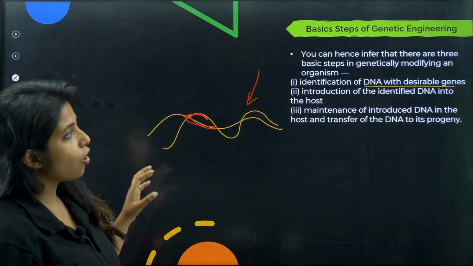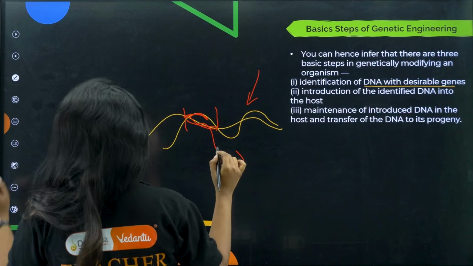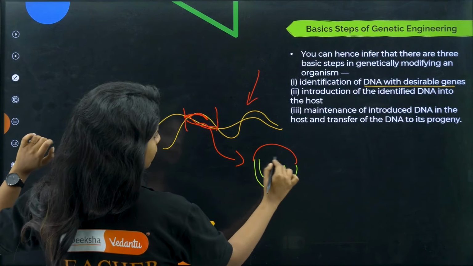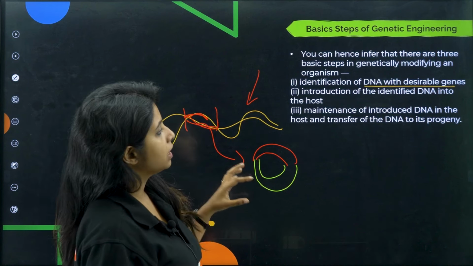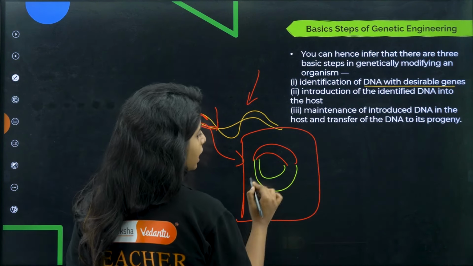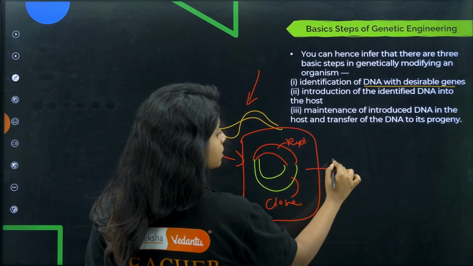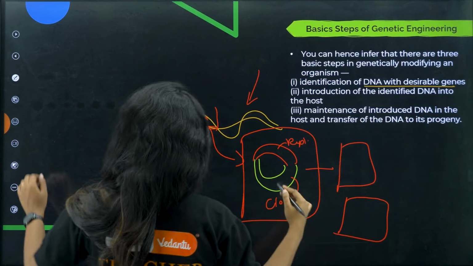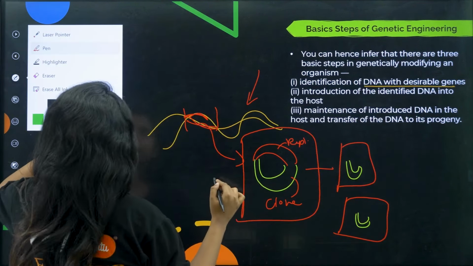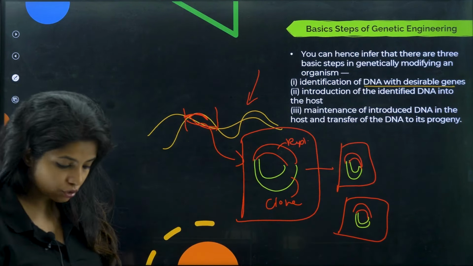Next, introduction of the identified DNA into the host. Now, the gene I have identified, I'm now putting it into the host with the help of a plasmid or whatever I have over here, with the help of a vector. Now, maintenance of introduced DNA in the host and transfer of DNA to its progeny. I'll maintain it in the host itself and then I'll let it clone or basically replicate and make more copies such that each E. coli which arises from it will be having this particular copy, my dear children. That's the simplest thing of genetic engineering.